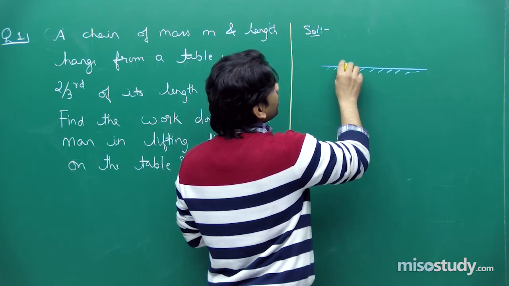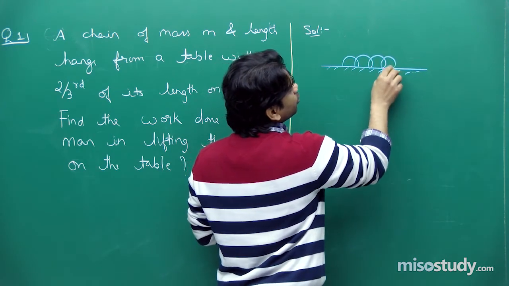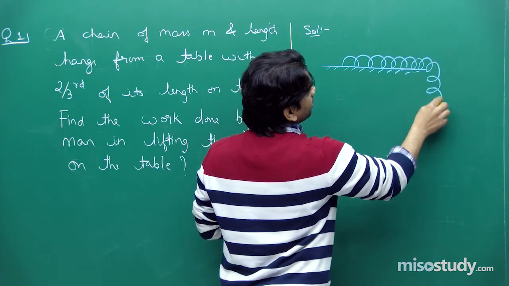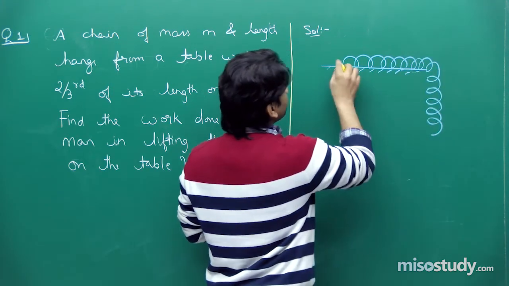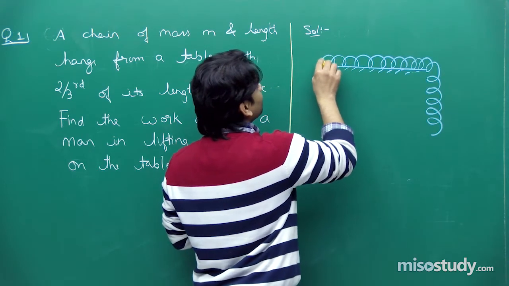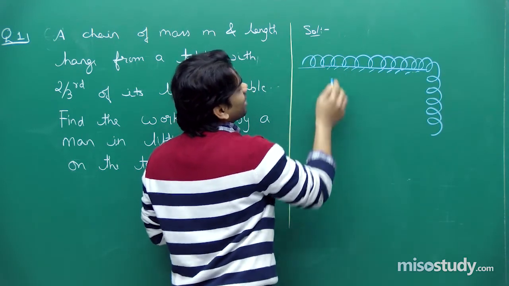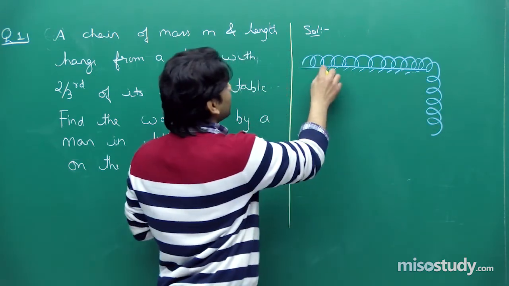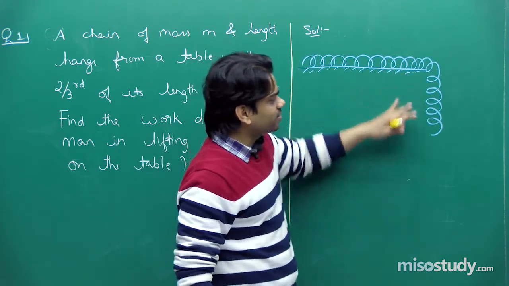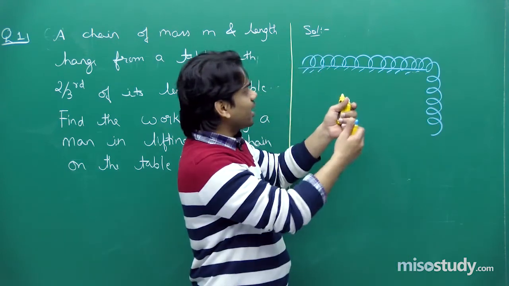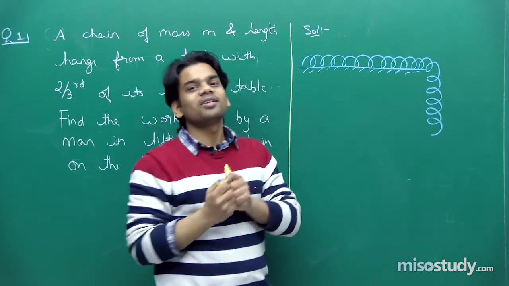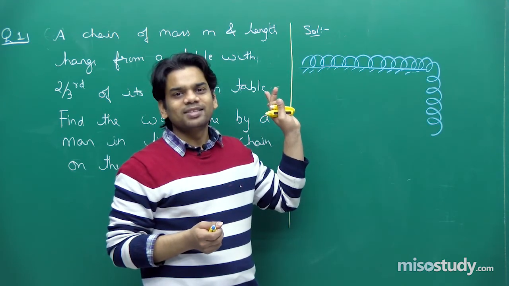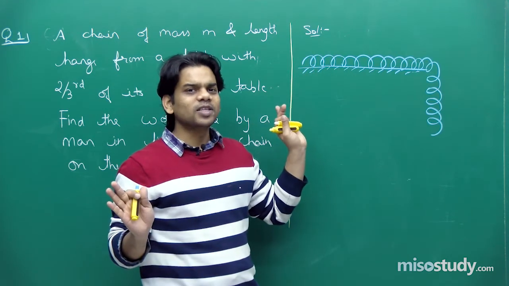Okay. Now the chain is hanging with 2/3 of its length on the table and 1/3 of its length hanging in this way. To show it exactly 2/3, we can actually elongate it so that we may have the idea that more part is on the table and less part is hanging. Hope that this is clear to you. This part is hanging. Now if a man is trying to pull this chain and bring it completely on the table, forget about the friction force that the table will be exerting on the chain. We need not consider that.